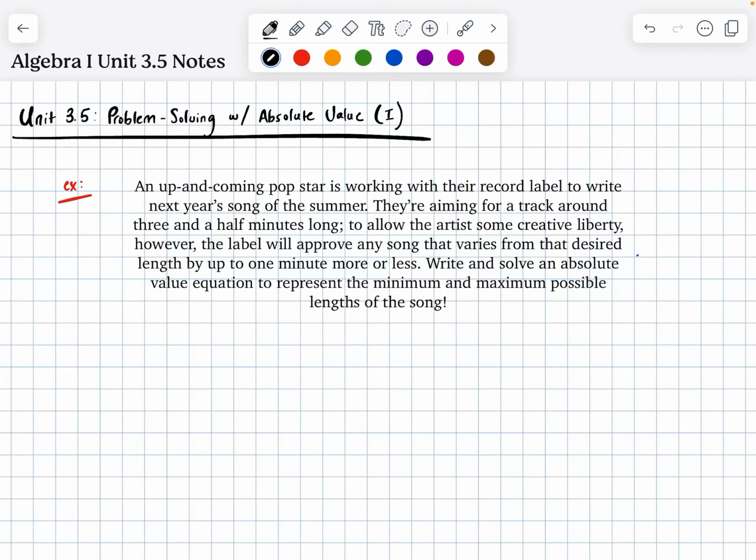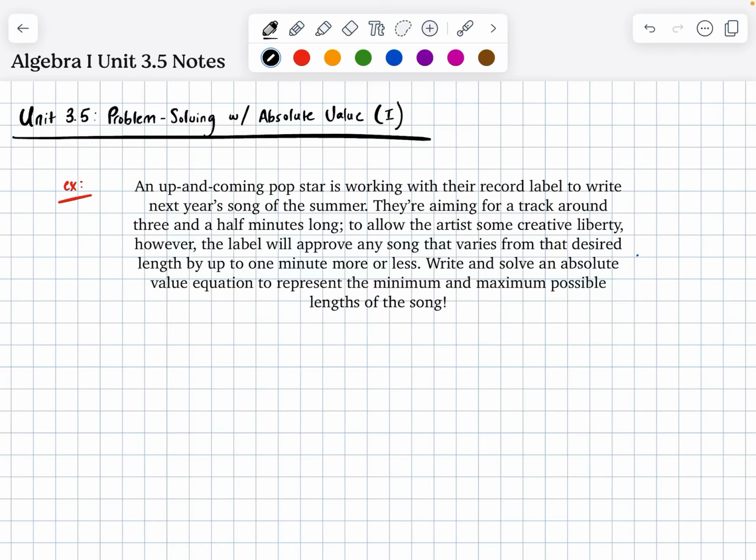An up-and-coming pop star is working with their record label to write next year's Song of the Summer. They're aiming for a track around 3.5 minutes long. To allow the artist some creative liberty, however, the label will approve any song that varies from that desired length by up to 1 minute more or less.